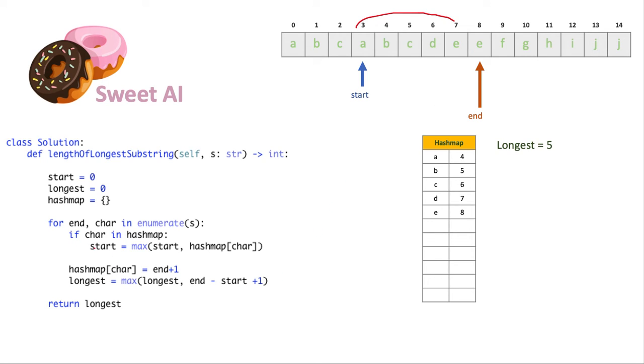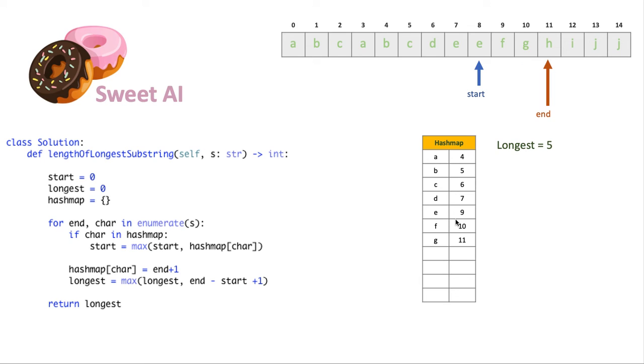So we have to update the start. It's going to be the max of the 3 that we have, and 8 that we get from the hash map. So the start pointer is going to be pointing at the same index as the end pointer, and we're going to update letter E's value in the hash map, and we iterate over.